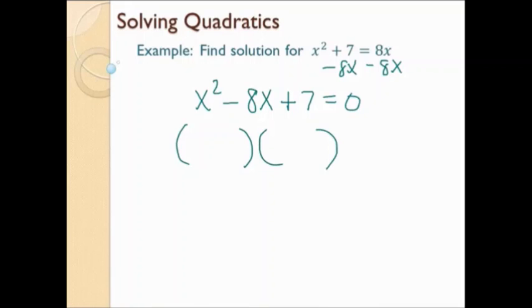So I'm looking for 2 numbers that multiply to give me 7, that add or subtract to give me negative 8. And that, of course, is going to be 7 and 1. So in order to get a negative 8, I'm going to do minus 7, minus 1. Those are my 2 factors.